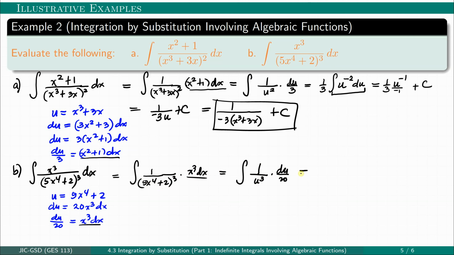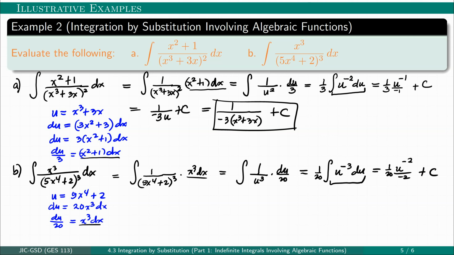So we can move the 1/20 outside, which is our constant. The integral of 1 over u^3 can be written by putting it up, but the power will be minus 3, du. Now simply apply the power rule here. We just add 1 to the power minus 3, that will be minus 3 plus 1, which is minus 2. So this will be 1/20 times u^(-2) divided by -2, plus the constant c.